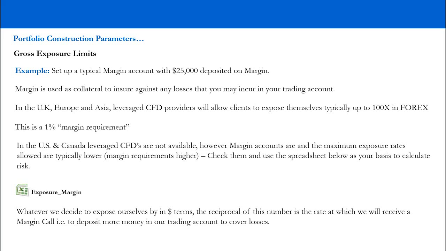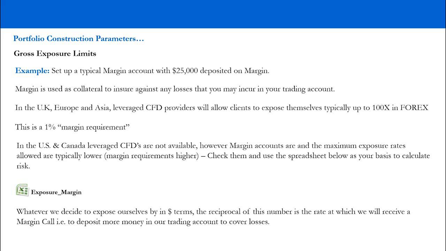So we've got in the download section a spreadsheet called exposure margin. If you download that, you'll be able to get a table or several tables that are going to help you to analyze your overall risk in terms of your margin and your exposure rates. Now, whatever you decide to expose yourself by in dollar terms, the reciprocal of this number is the rate at which you're going to receive a margin call.